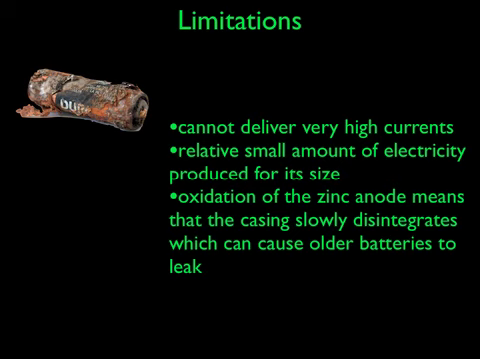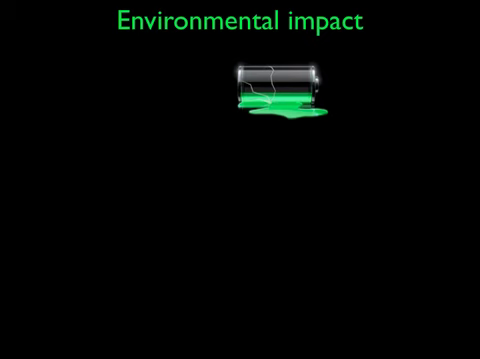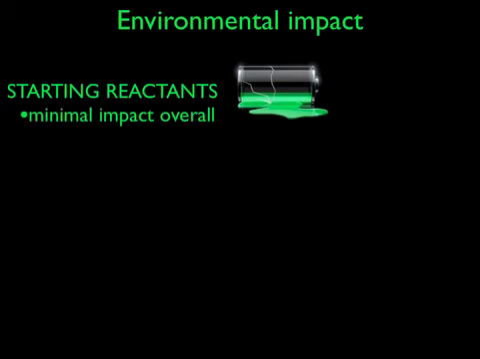The other issue is that obviously if the anode is made of zinc and zinc is oxidizing, then zinc is disintegrating. So the cell itself will steadily disintegrate, and this can cause older cells to leak, and as they steadily oxidize, there are going to be issues with the breakdown of the seals, and therefore the cell will cease to function. What's the environmental impact of the use of these cells?